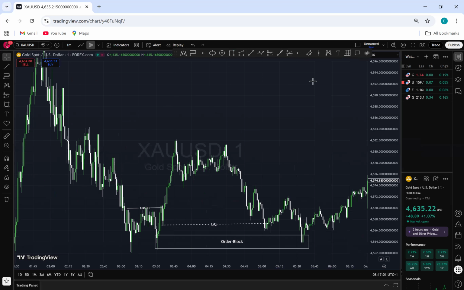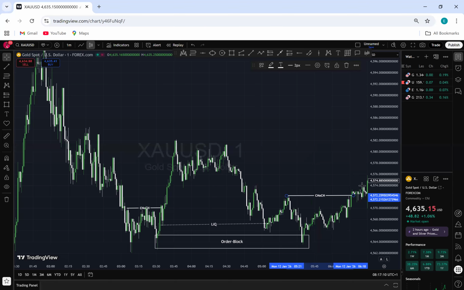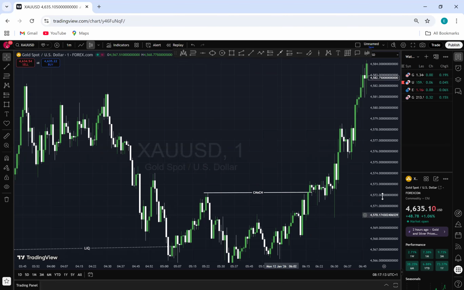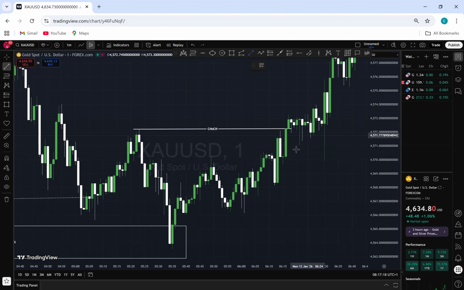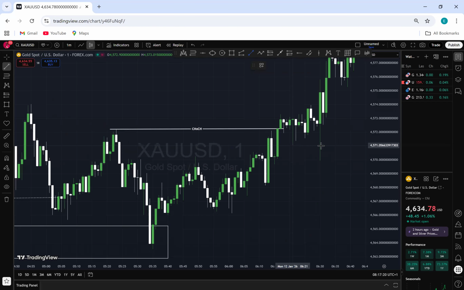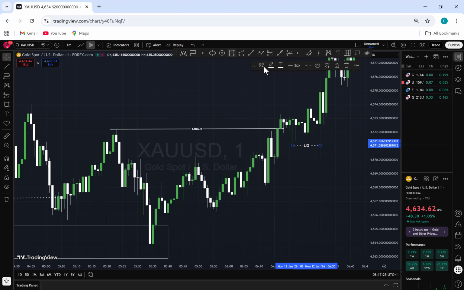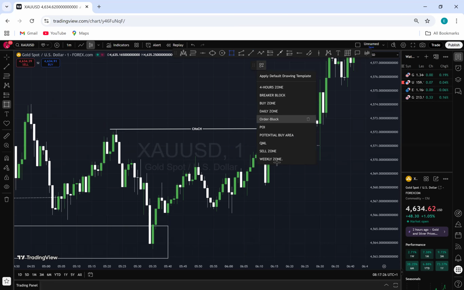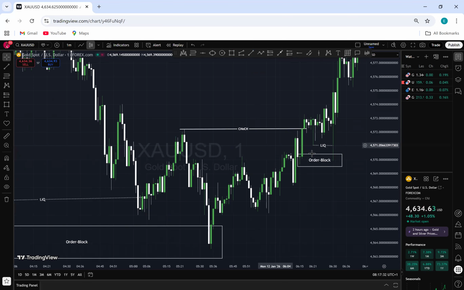Next is this as a change of character. So let's do justice to. So we have this as the first low that happened here. So we have liquidity here, and then we have our point of interest here, right? So there's now a money transfer from this area into this area.